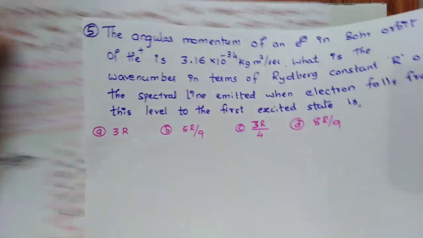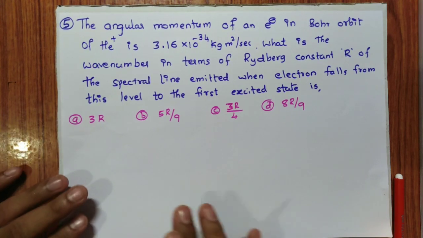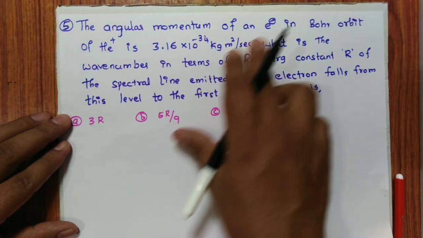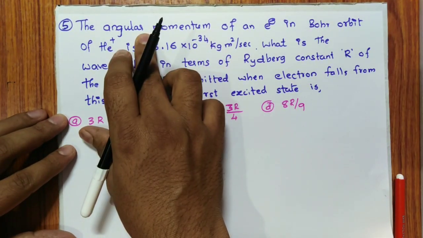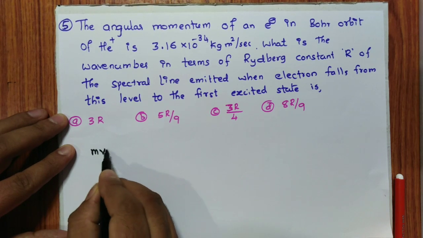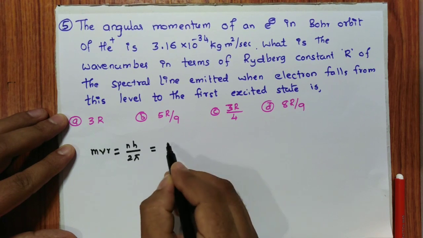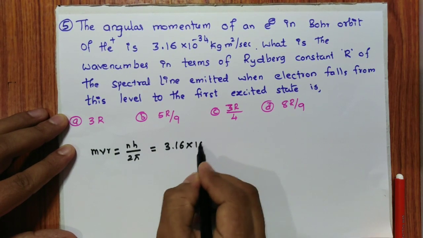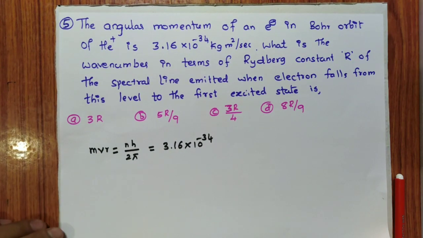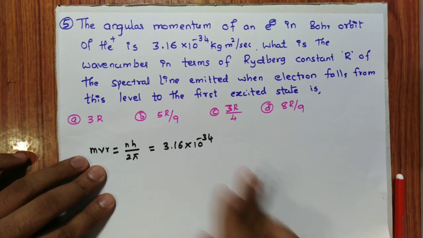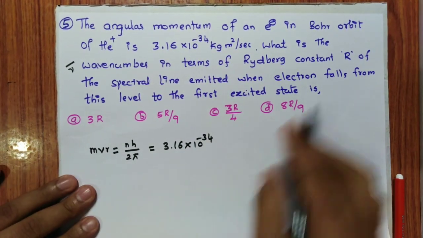Yes, now we will discuss question number 5. Very important question. In the JEE exam also it was asked. So remember, the question is: the angular momentum of an electron in Bohr orbit of He+ is given. So orbit angular momentum, first I will write that. Orbit angular momentum is equal to mvr is equal to nh by 2 pi. It is given as 3.16 into 10 to the power minus 34. Unit is not necessary to write while solving these numericals. What is the wave number in terms of Rydberg's constant? Wave number nu bar they are asking in terms of Rydberg's constant.